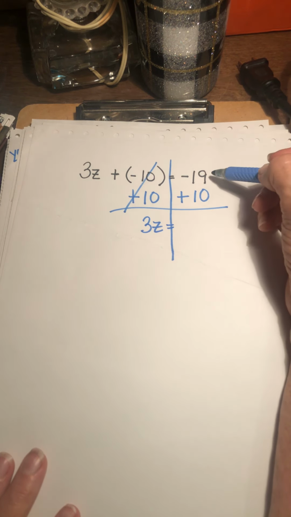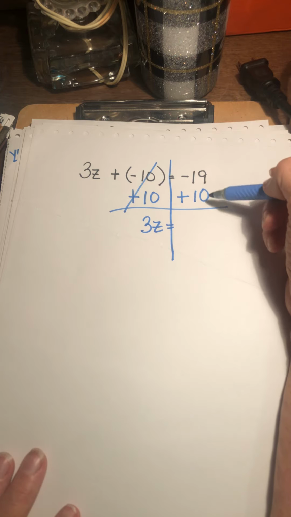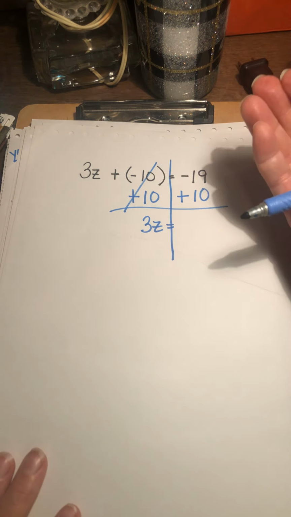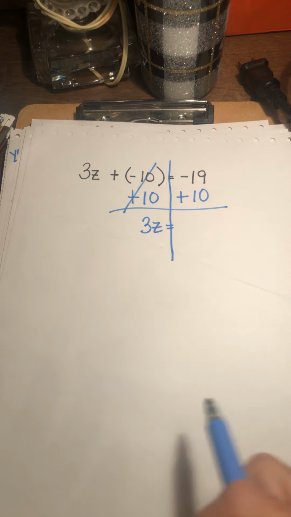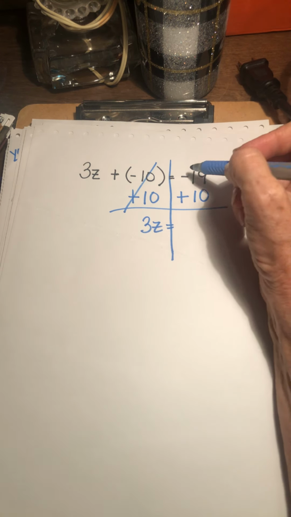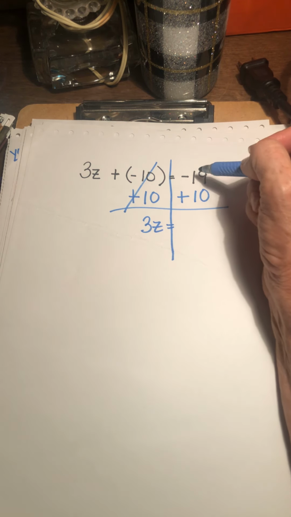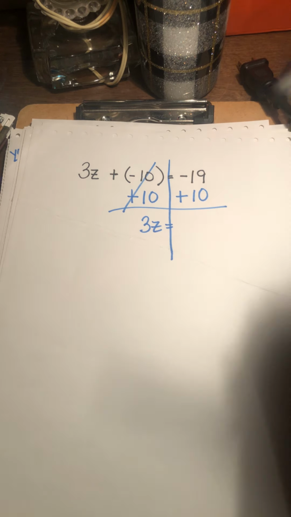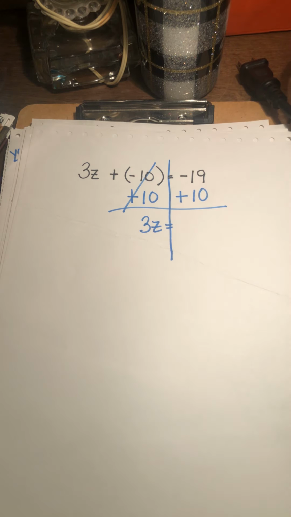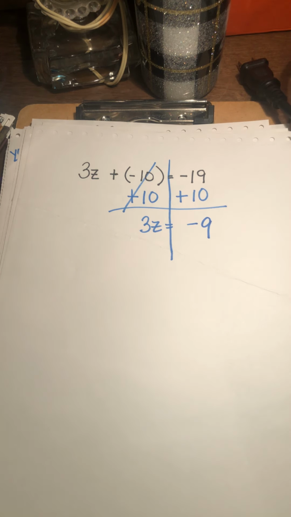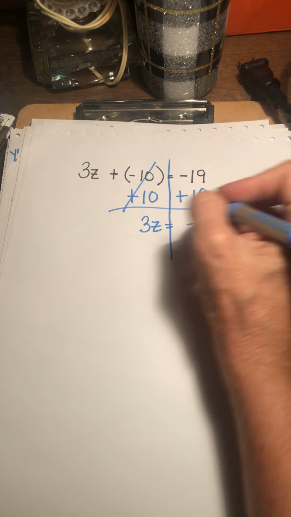Now, think about this. I owe you $19. I only have $10 to give you. I'm sorry, got distracted. I owe you 19. I have 10. I give you the 10. Guess what? I still owe you $9. I was short $9. So it's a -9.